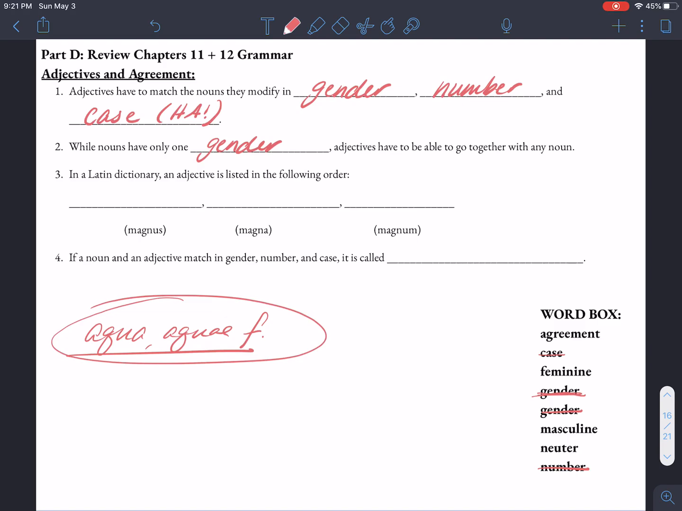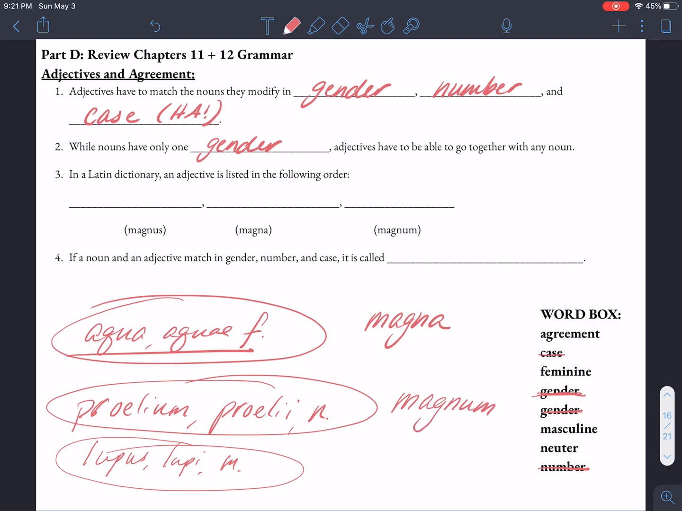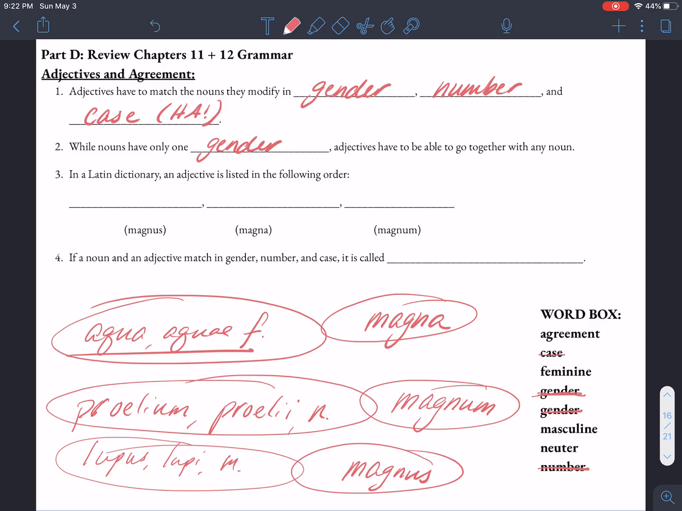The word for battle, proelium, proelii, that's always going to be neuter. Now let's do the one for wolf. The word wolf, lupus, lupi, that's going to be masculine. No matter what, that's never going to change. But if I want to say the big water, or the large water, I would say magna. For battle, if I want to say the large battle, I'd say magnum. If I want to say the large wolf, I'd say magnus. So this word changed each time just so it could match with the noun and its gender.